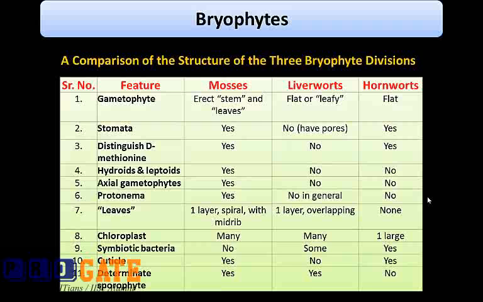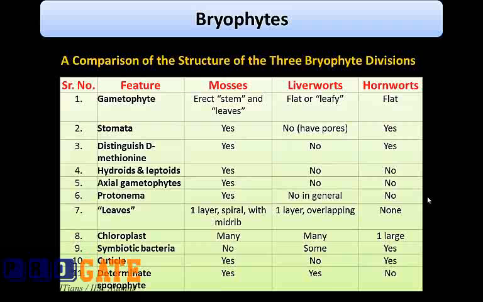The hydroids and leptoids are present only in mosses, not in liverworts or hornworts. Similarly, the axial gametophyte is in mosses, not in liverworts or hornworts. The protonema is present in mosses. Generally, it is not present in liverworts, and in hornworts it is not present at all. The leaves in mosses are one layer, spiral and with a midrib. In liverworts, the leaves are one layer and overlapping. And the hornworts don't have leaves.